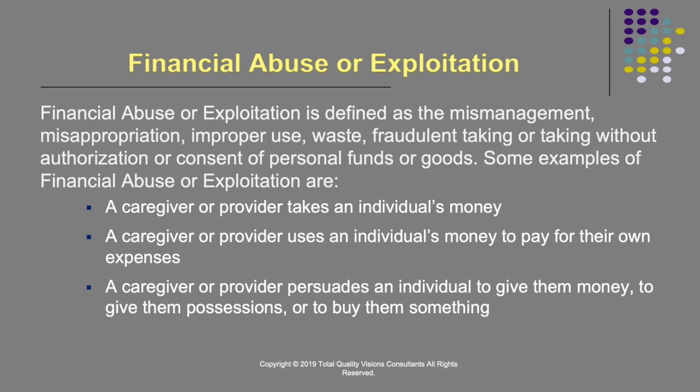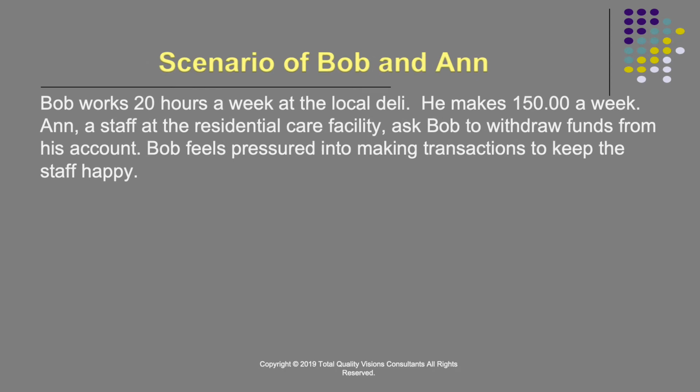Financial abuse or exploitation is defined as the mismanagement, misappropriation, improper use, waste, fraudulent taking, or taking without authorization or consent of personal funds or goods. Some examples of financial abuse and exploitation are: a caregiver or provider takes an individual's money. A caregiver or provider persuades an individual to give them money, to give them possessions, or to buy them something. Here is a scenario.